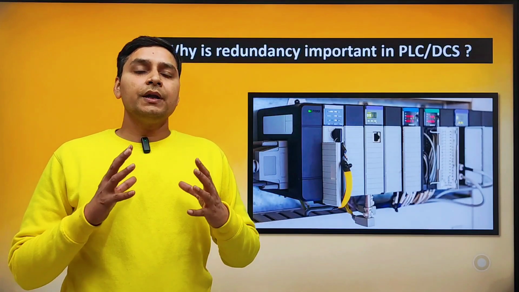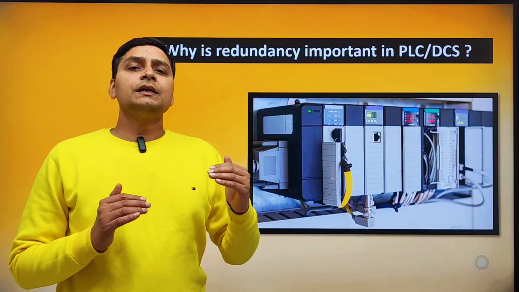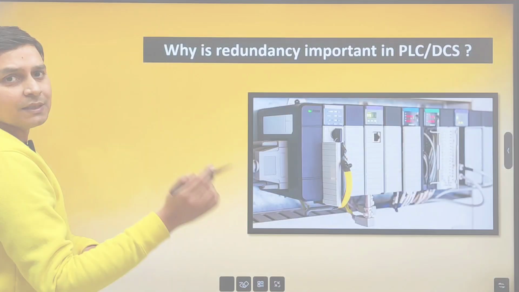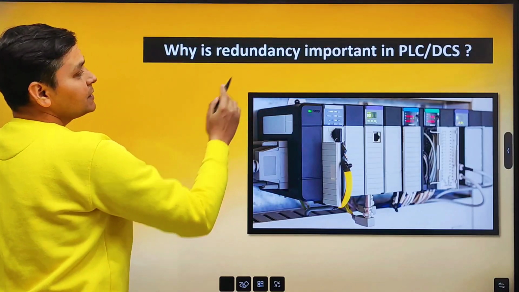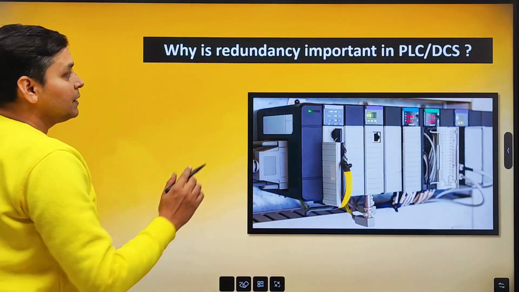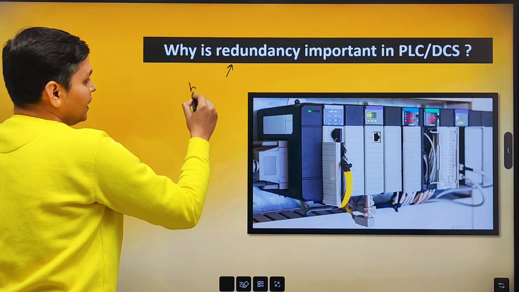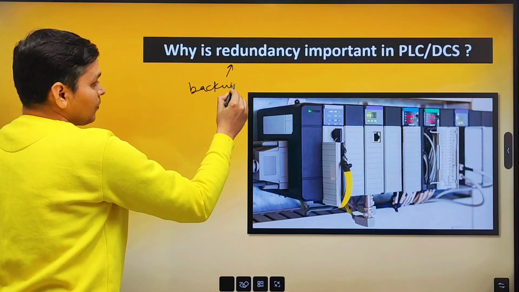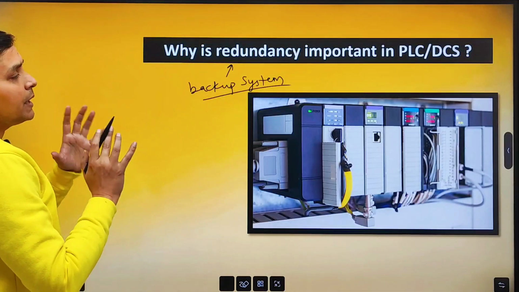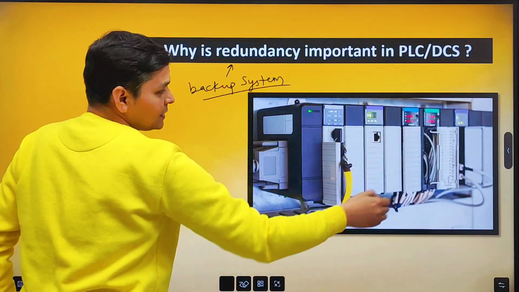The next question is very important. Why is redundancy important in PLC DCS system? Look friends, if we understand what this redundancy is, then we will understand why it is important. Redundancy means backup, a backup system. Look friends, a backup system is very important in PLC DCS system.